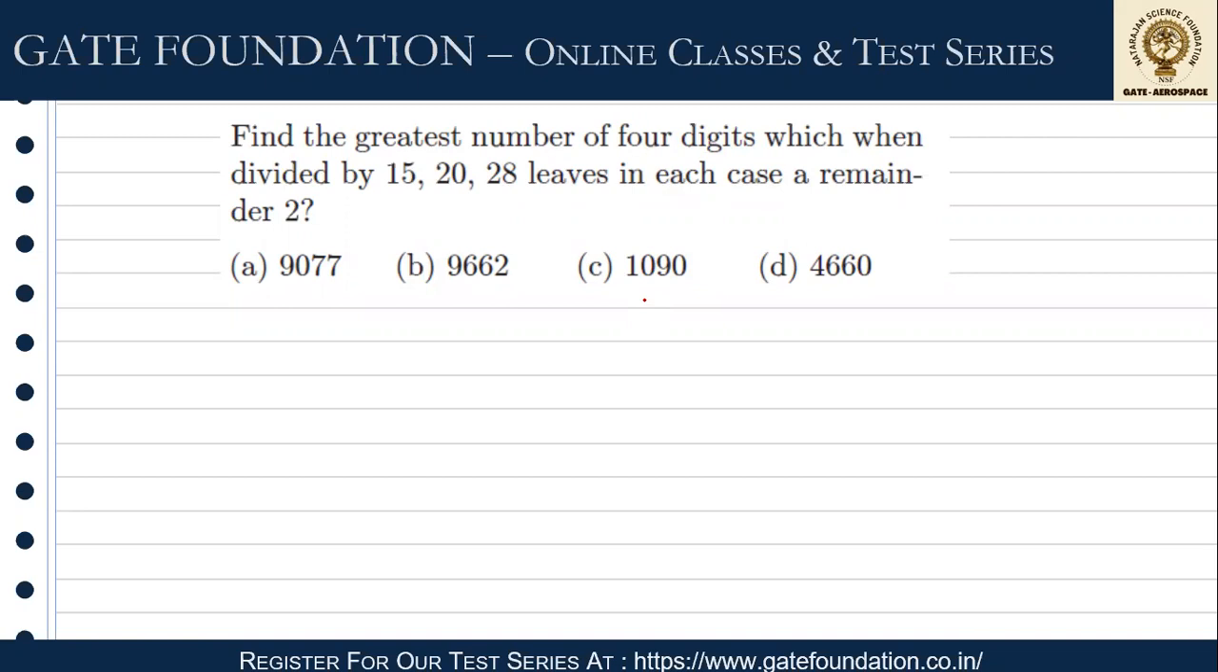Sir, option B. Okay, that was quick. Nice. Sir, option B. Yes, sir, 9662.